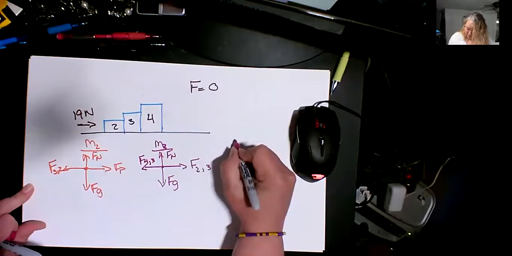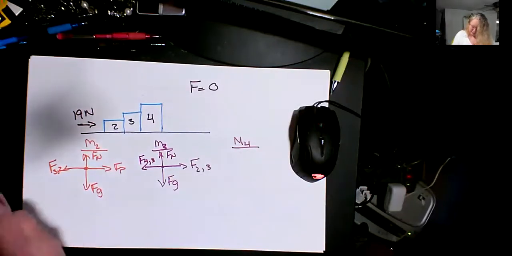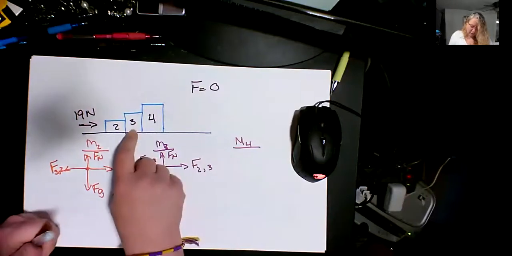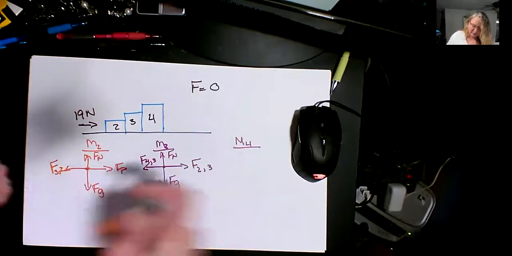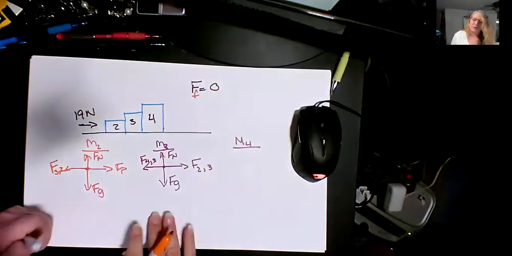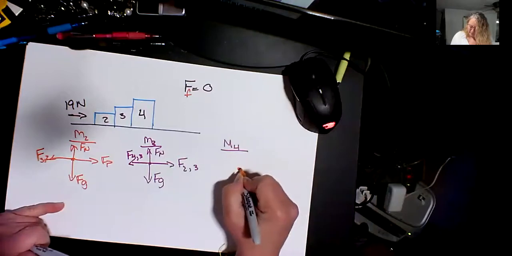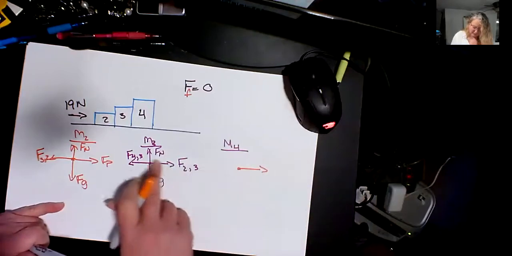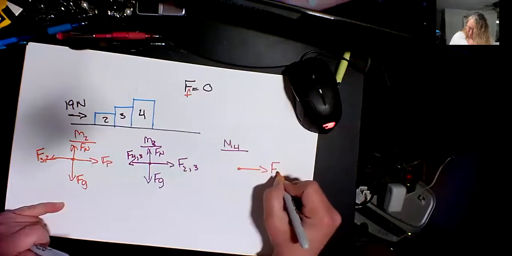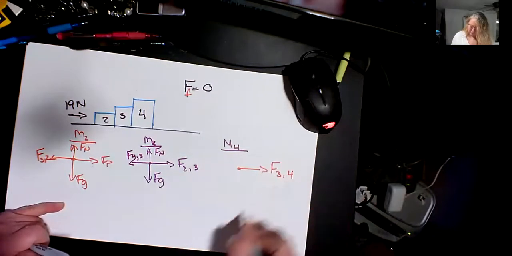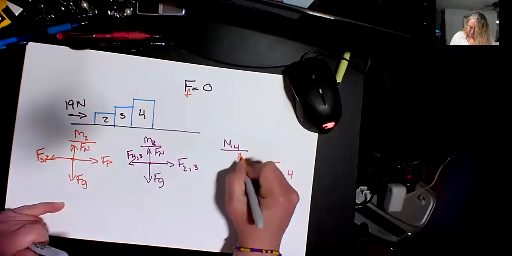And then I come over here to mass 4. I say, okay, so if mass 4 only has mass 3 pushing on it, and I should be clear that that's not the force of friction, because there is no friction. So I only have then the force of 3 pushing on 4, so force 3 on 4, and then gravity and the normal.